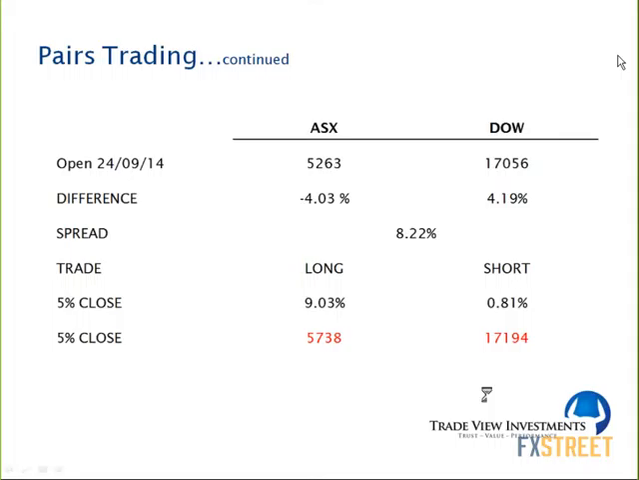I don't know if anybody who has attended this webinar attended the previous ones. So 52.63 was the price of the ASX, and the Dow was trading at around 17.056. From where we calculated it, the ASX was down 4.3%, whereas the Dow was up 4.19%. The spread difference here was 8.22%, which was quite wide. And we like it when it's that wide because it gives us plenty of opportunities to get into the trade.